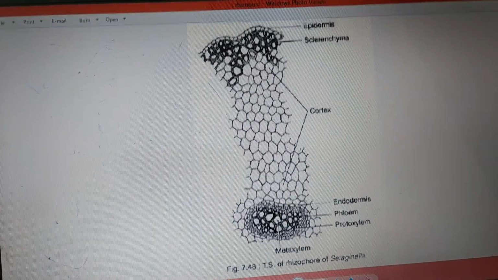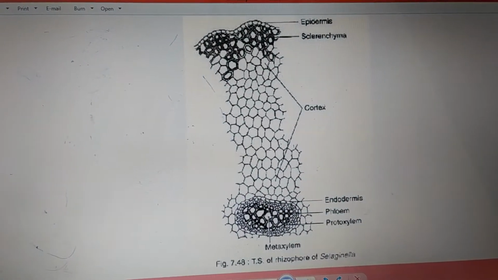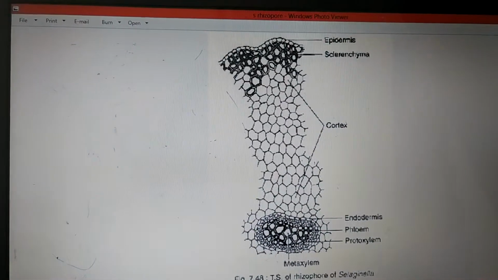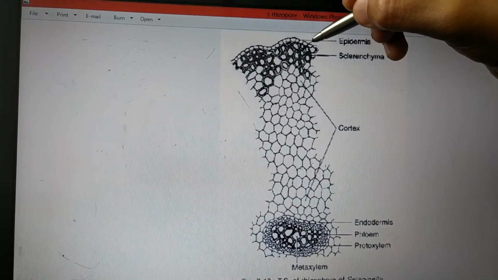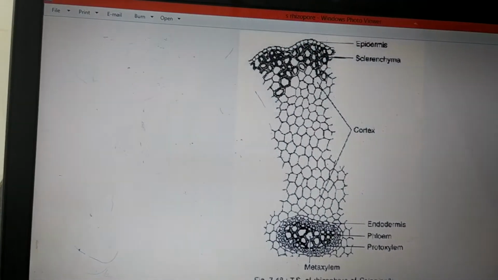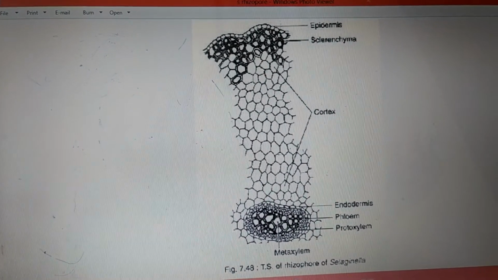What we can't see here, compared to the root of Selaginella, is the presence of root hairs. In the transverse section of root, we saw that from the epidermis unicellular root hairs arise, but here there is no root hair, neither root cap. So this is a difference between a rhizophore and the root. Thank you.